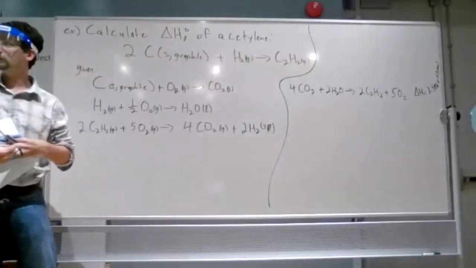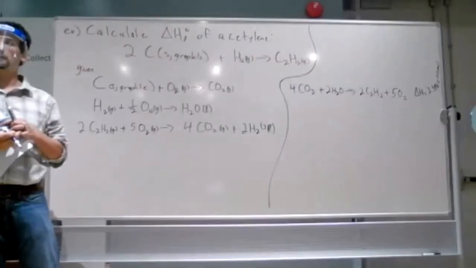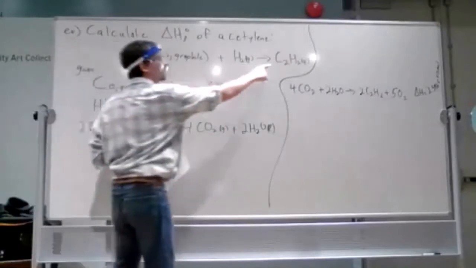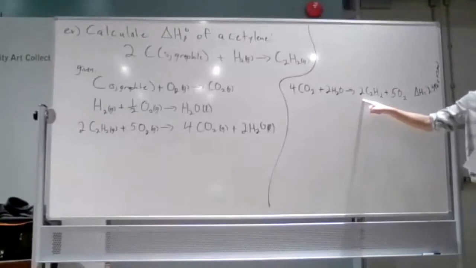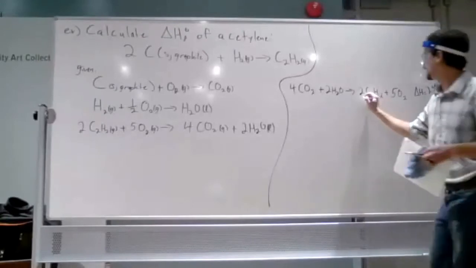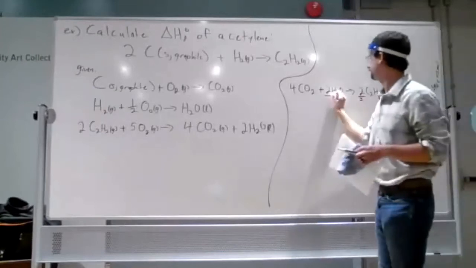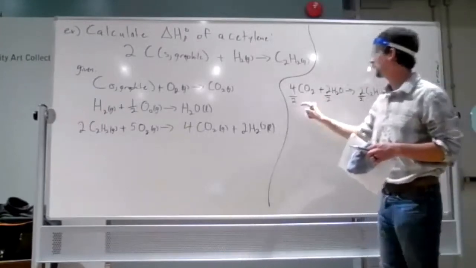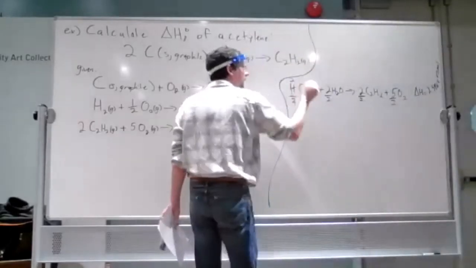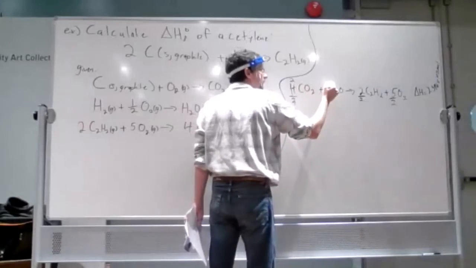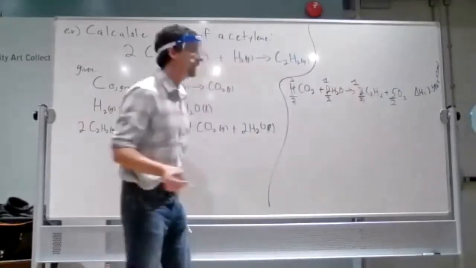Now, what is the problem with this? Does the stoichiometric coefficient match what's in our given equation? No. So what do you suggest we do to make it match? How many of these do we want? 1. Right now we have 2 of them. What would you divide this through to make 1? 2. If I do it to this guy, I have to do it to the other ones, right? Okay, 4 divided by 2, what's that become? 2 divided by 2. We already did that one. And 5 halves will stay the same.